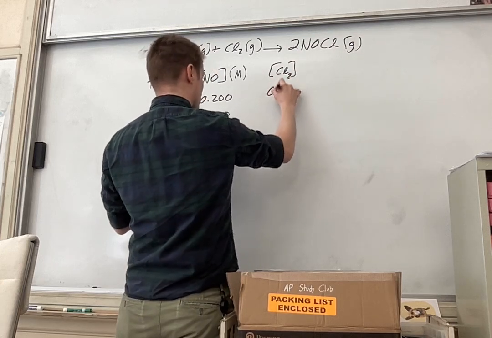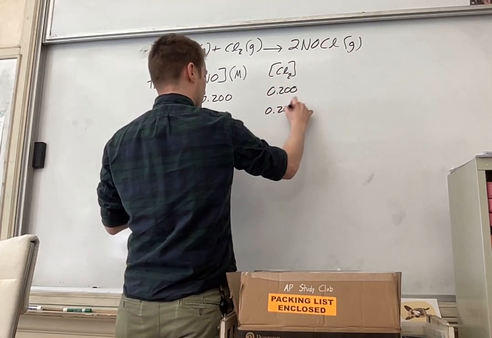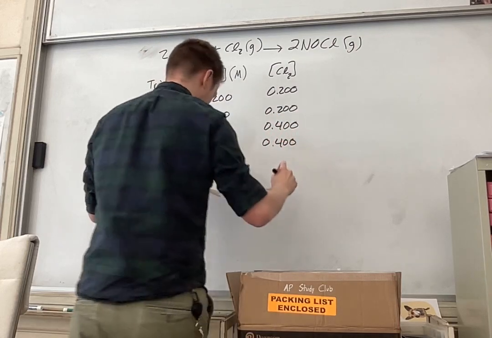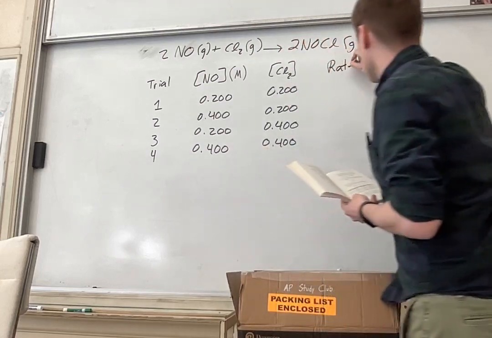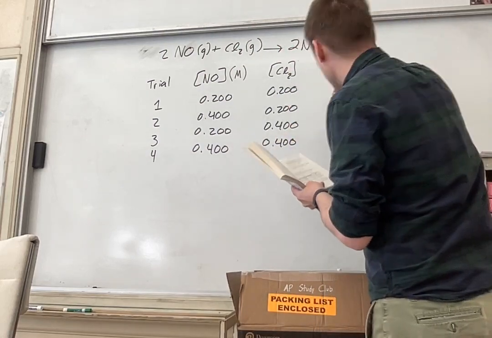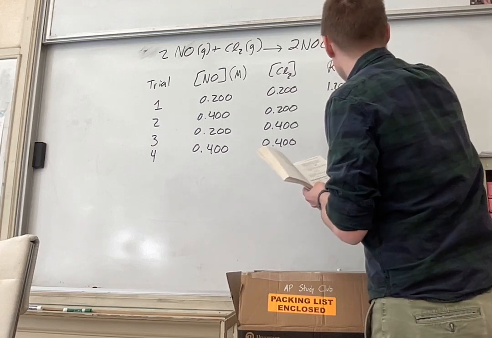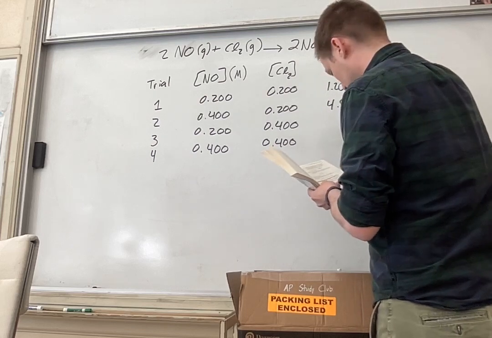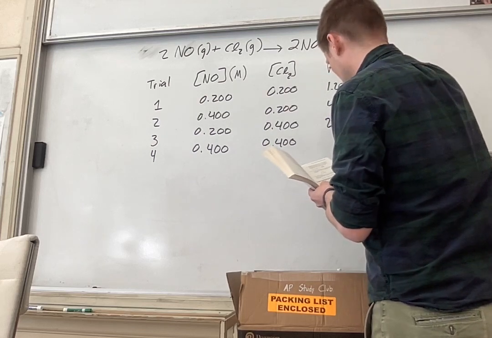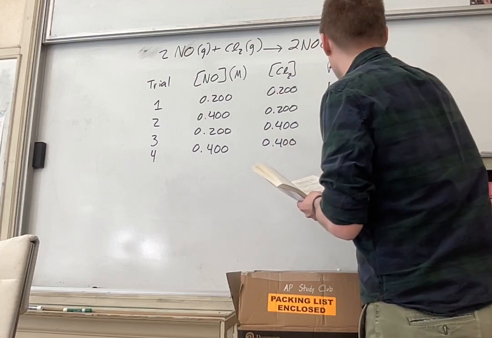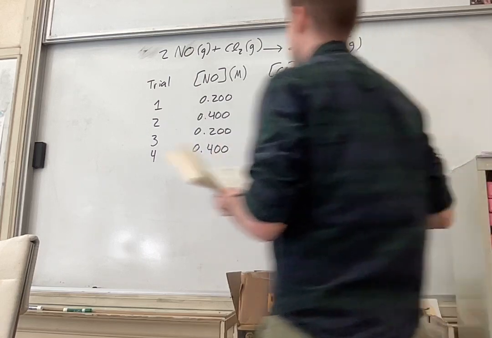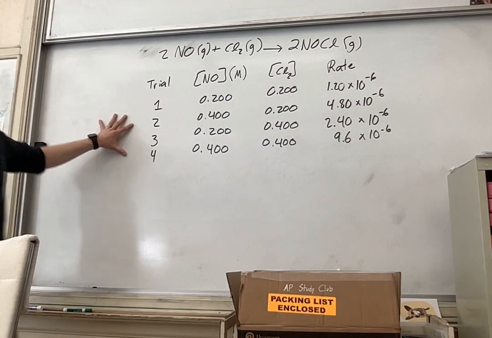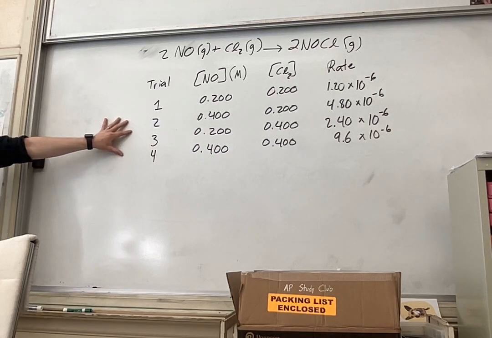Concentration of Cl2. Let me just write this down. Okay, rate. Sorry, I'm standing in front of you. 1.20 times 10 to the minus 6, 4.80 times 10 to the minus 6, 2.40 times 10 to the minus 6, 9.6 times 10 to the minus 6. So this will all be given to you in a table, probably in a multiple choice question.